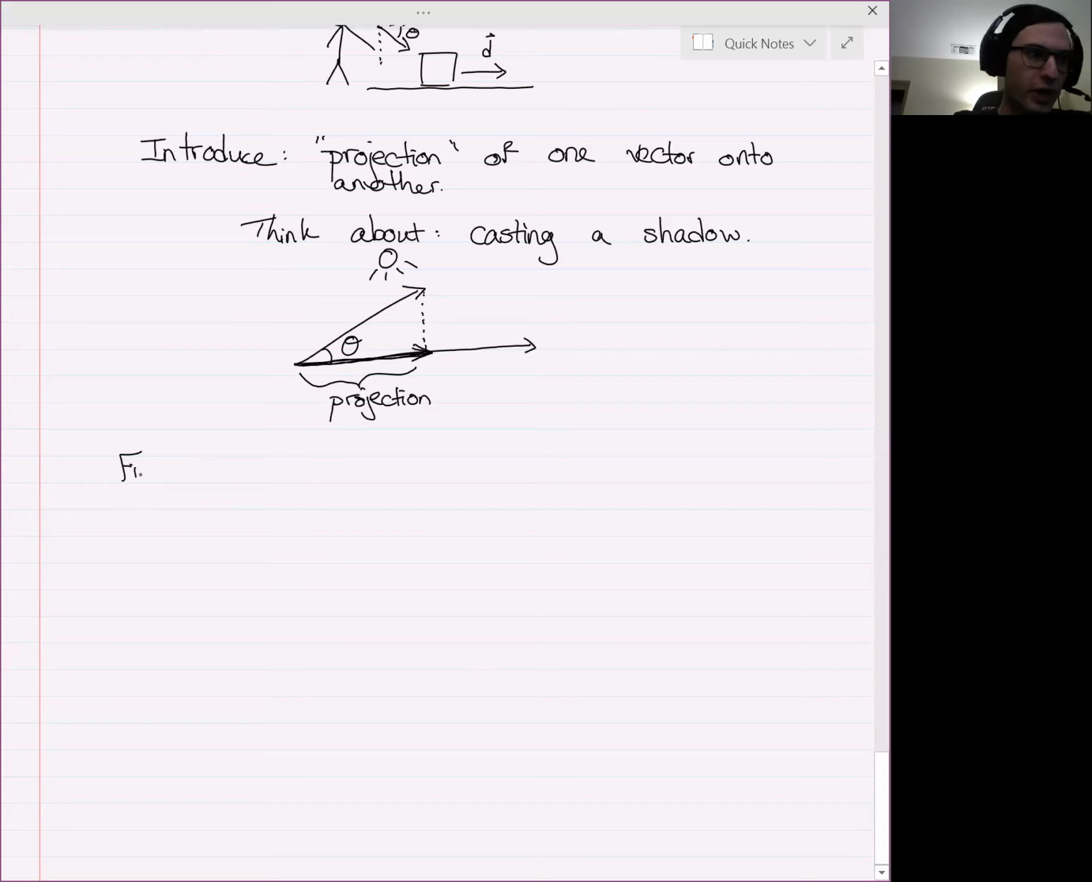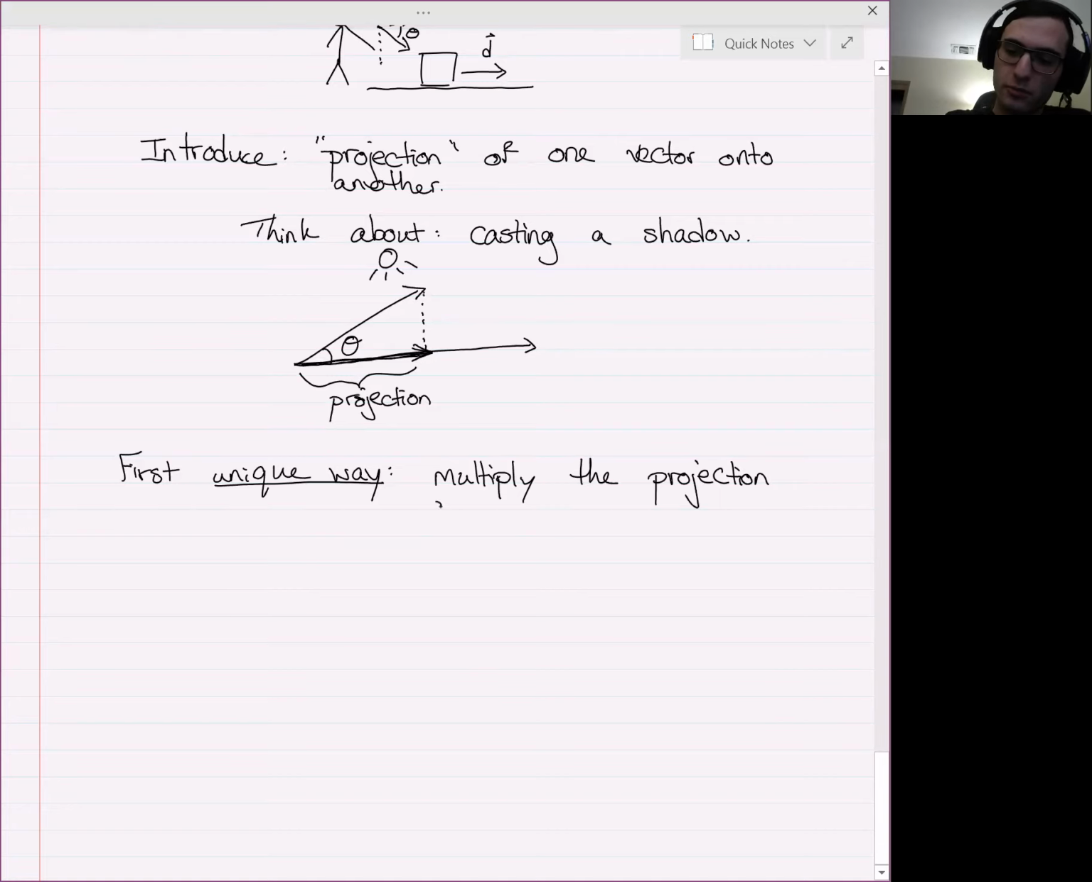So the first unique way is to multiply the projection of one vector onto another by the magnitude of the second vector.